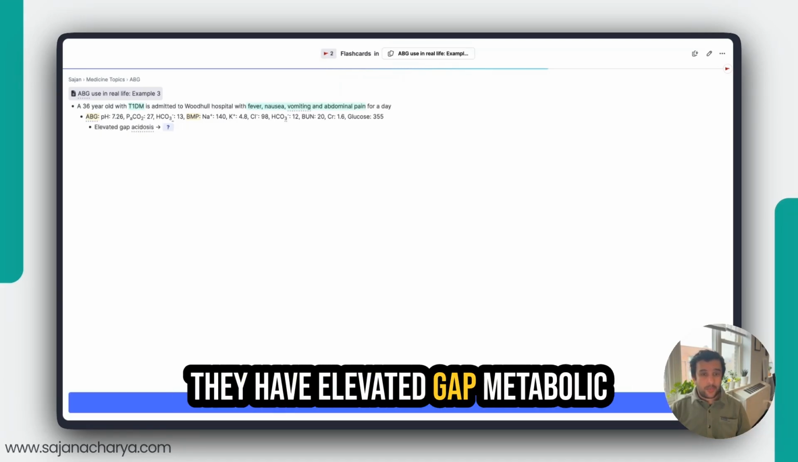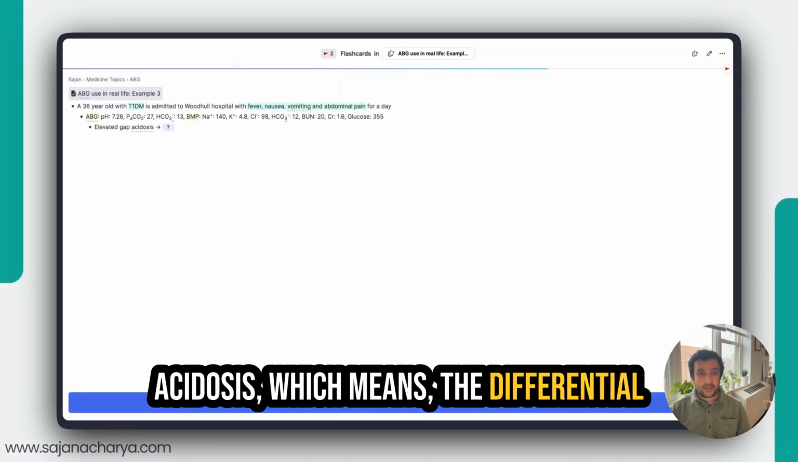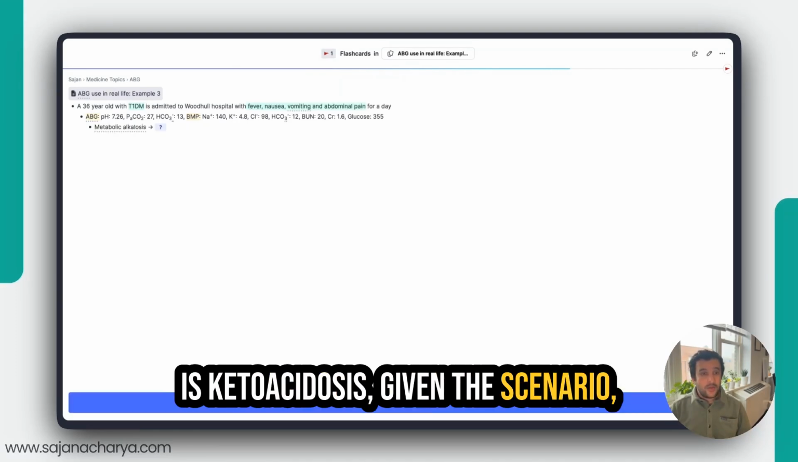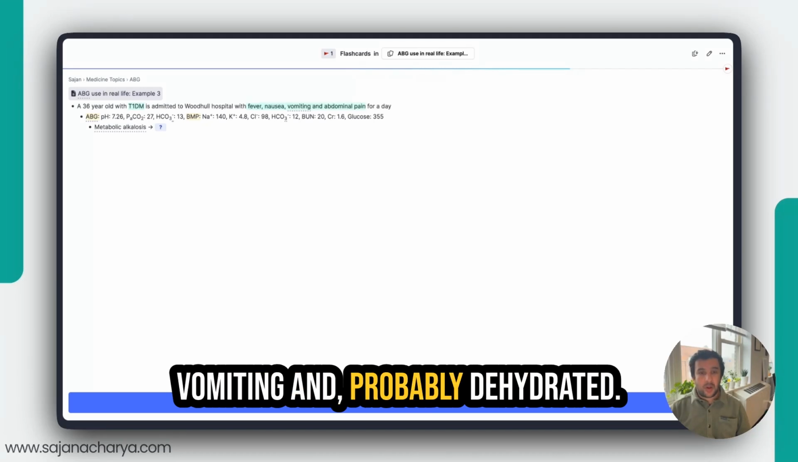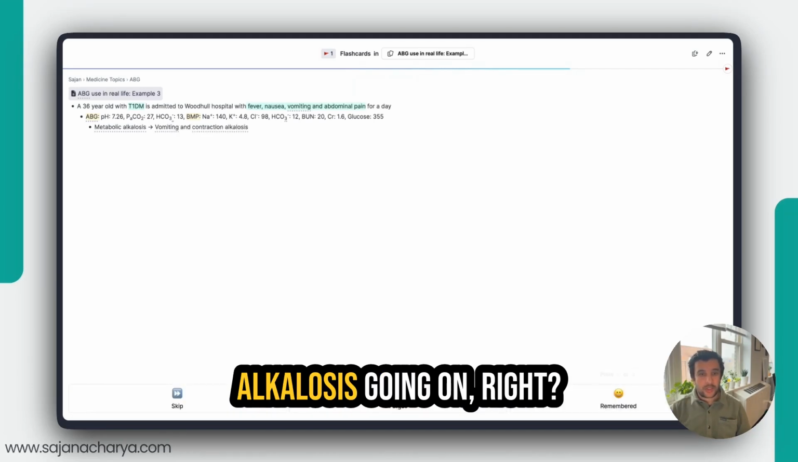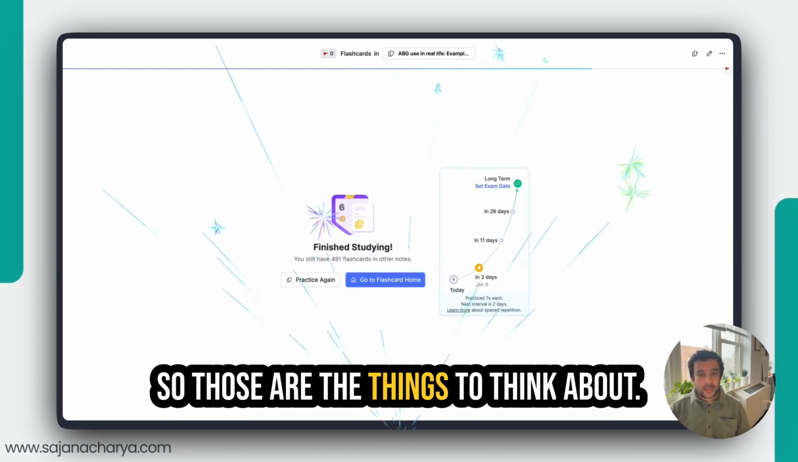They have elevated gap metabolic acidosis, which means the differential is ketoacidosis. Given the scenario, they have metabolic alkalosis, and the differential is that they have been vomiting and probably dehydrated, so some contraction alkalosis going on, right? So those were the things to think about.